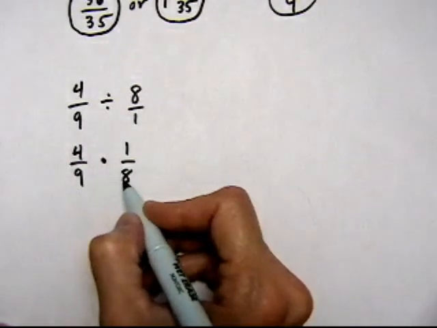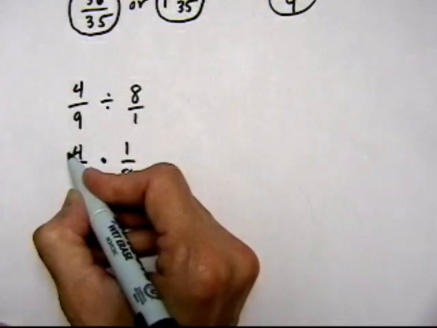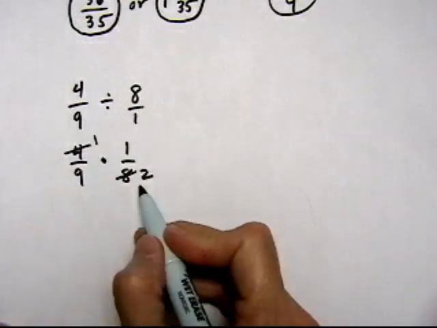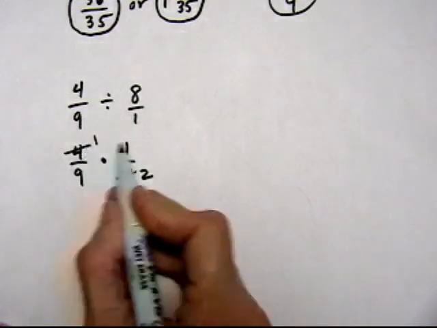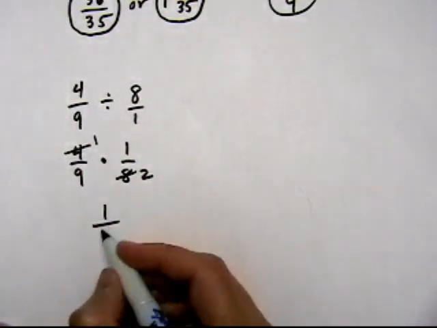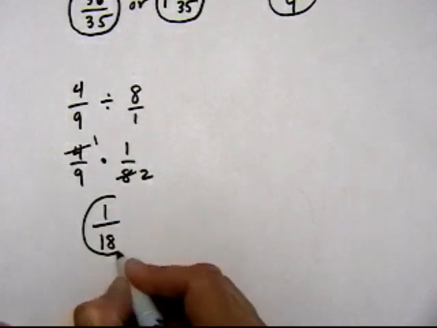And now we have a multiply problem, so we look for common factors. We can cancel 4, dividing out a 4 on top, and on bottom we get a 1 and then a 2. Now we can multiply the numerators. 1 times 1 is 1. Multiply denominators, 9 times 2 is 18.